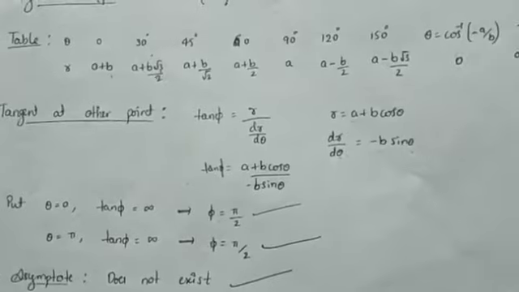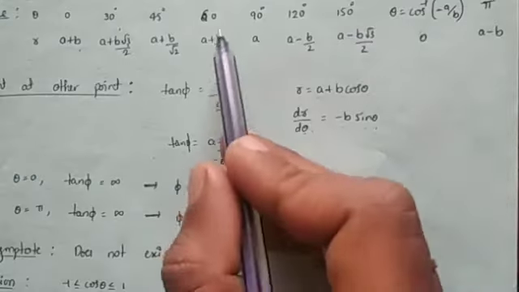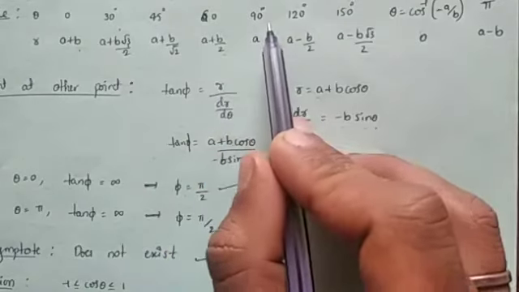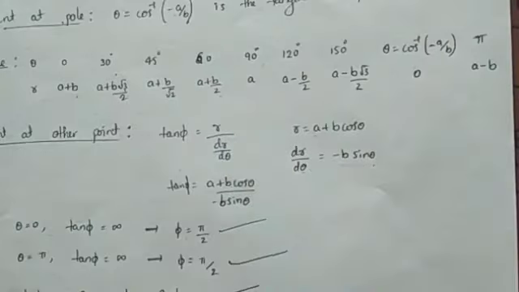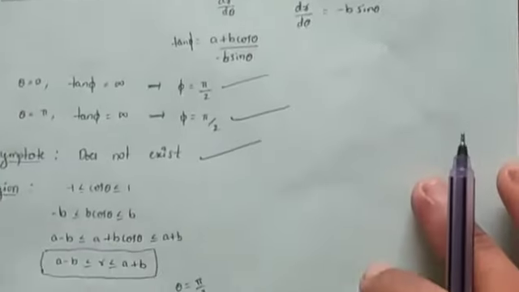And next, for 45 degree we get the value of r is a plus b by root 2. This is the angle of 45 degree. In this case the point is a plus b root 3 by 2. For the theta value 60 degree, we get the r value is a plus b by 2, and for the theta value 90 degree, we get the r value is a. For the theta value 120 degree, the r value is a minus b by 2. This is the angle of 120 degree. At the angle of 120 degree, the r value is a minus b by 2. This point.